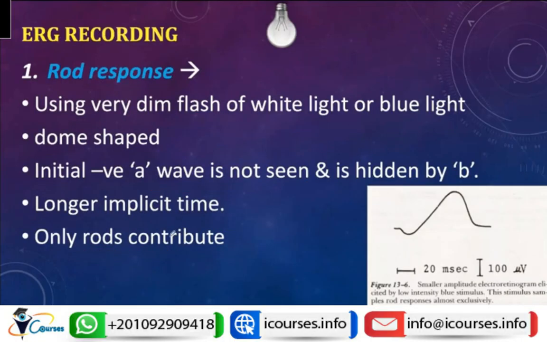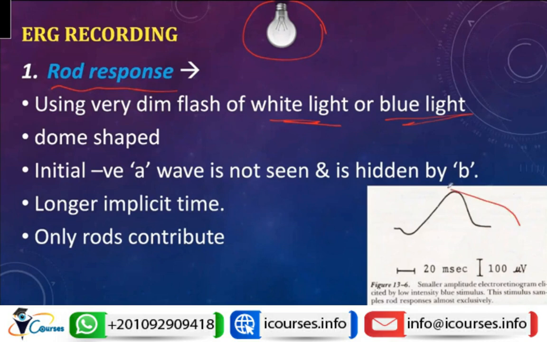So let's start first with dark adaptation. The first thing that we need to record is the rod response. For the rod response, the patient stays 30 minutes in the dark, and now we use a dim white light or blue light that will cause stimulation to the rods.